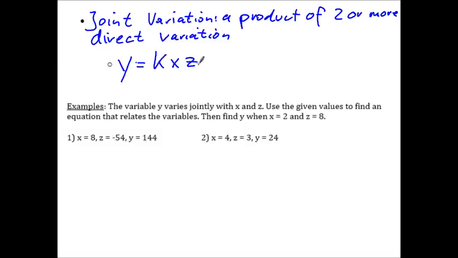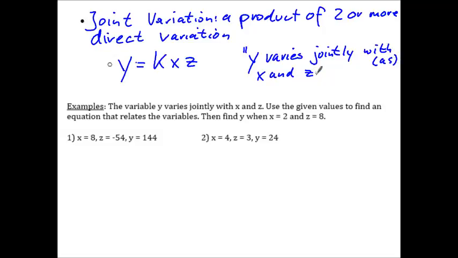k is again our constant of variation, and also in terms of how do we word this, how do we describe this, we usually say y varies jointly with, or sometimes people also say as, x and z.